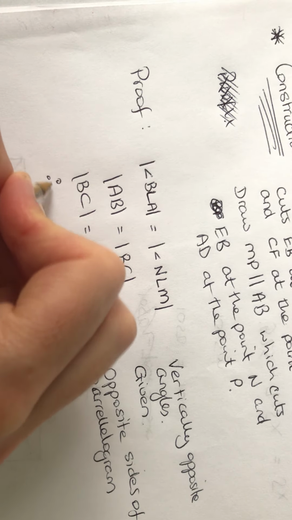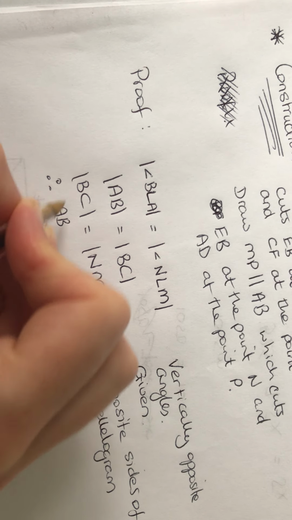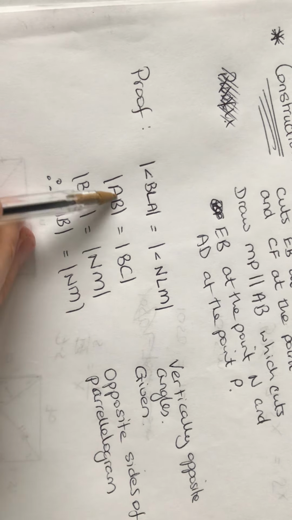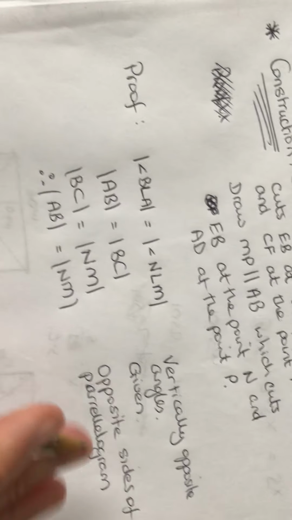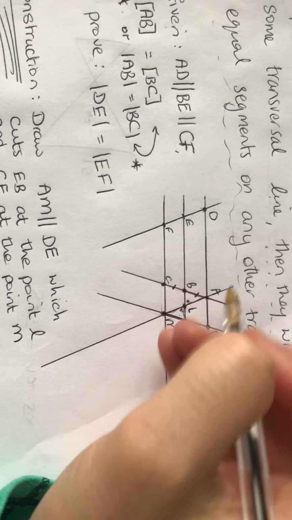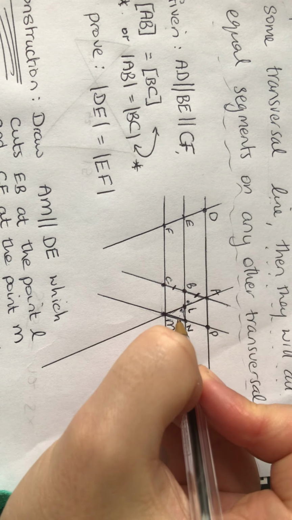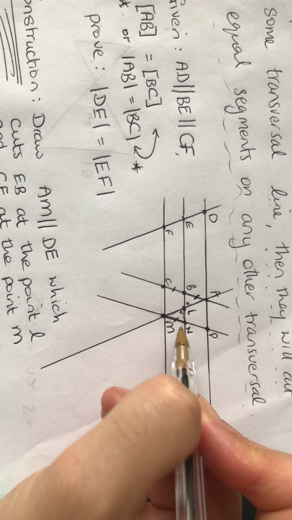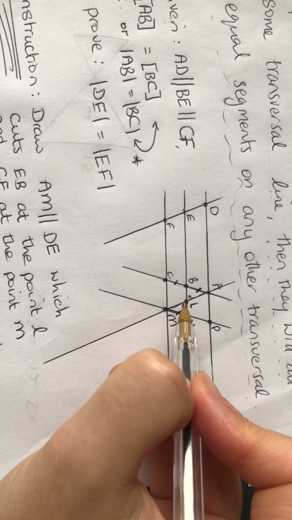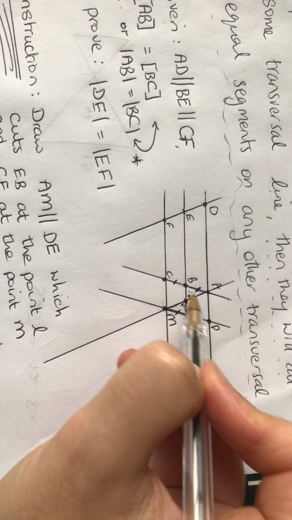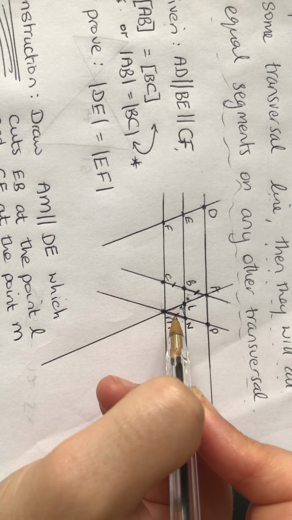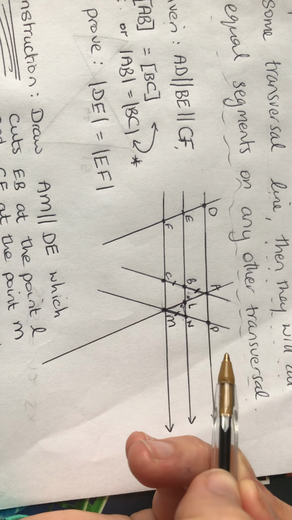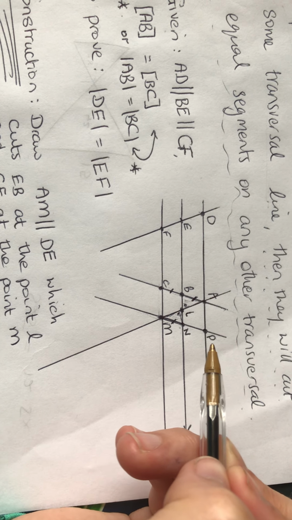So what do I know now? Therefore, AB is the same as NM, because if that's equal to that and that's equal to that, those two have to be equal to each other. Which means now AB and NM are the same. So far, in trying to prove that these two triangles here, the little ones, are congruent, we have proved a side and an angle. What else can we have a look at?